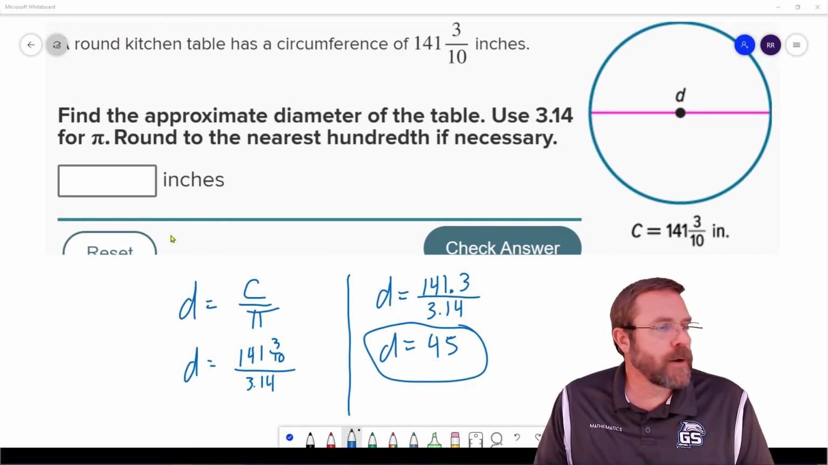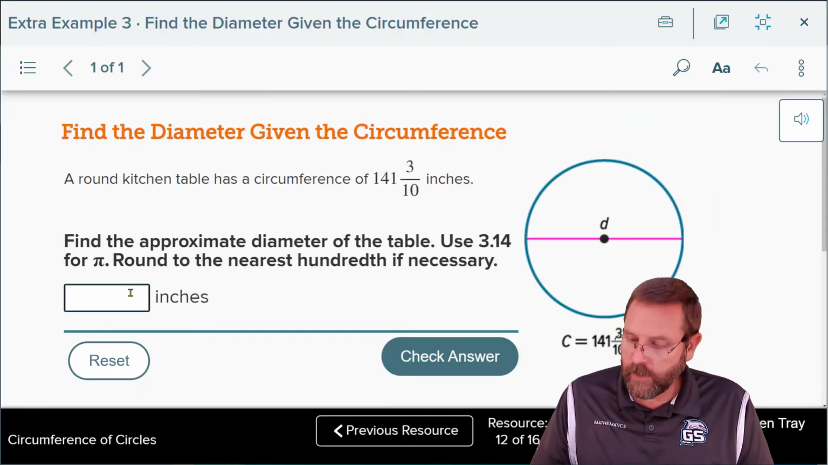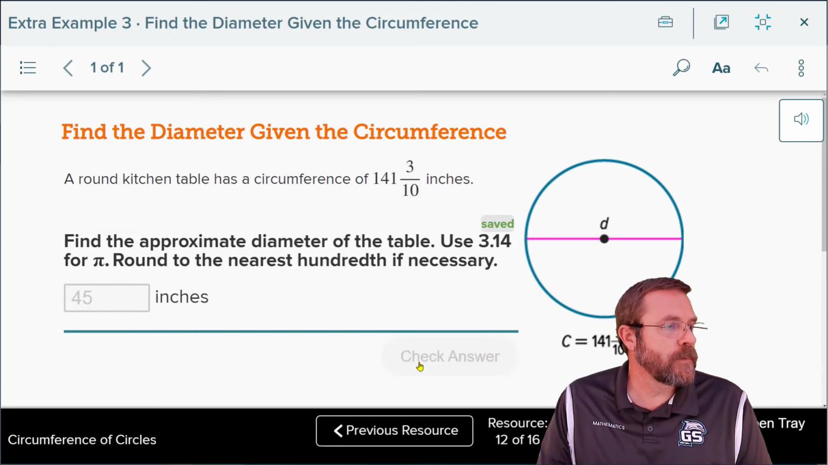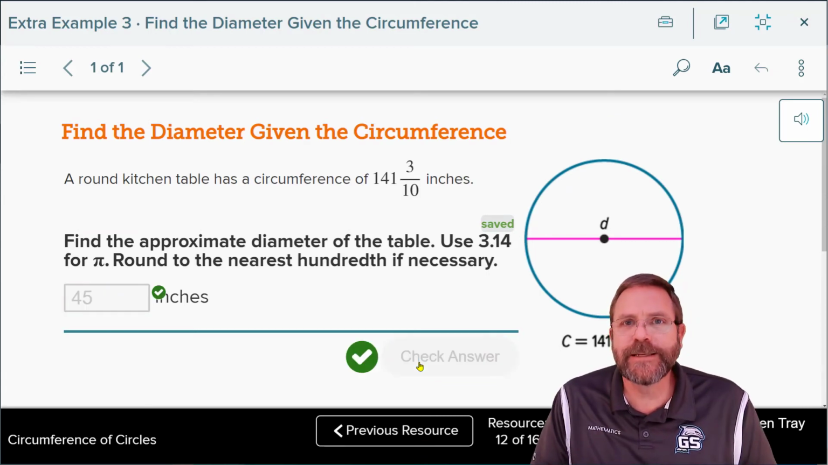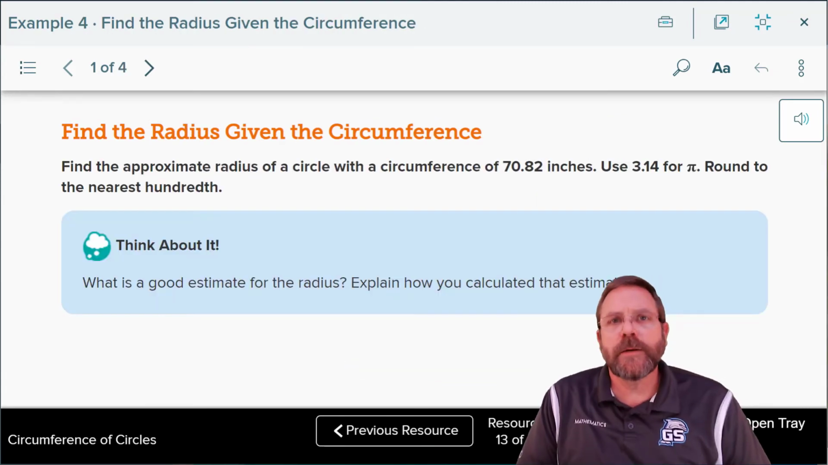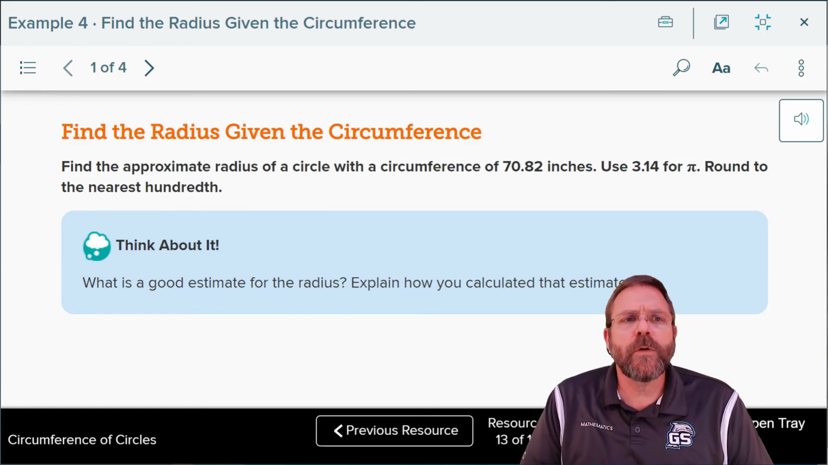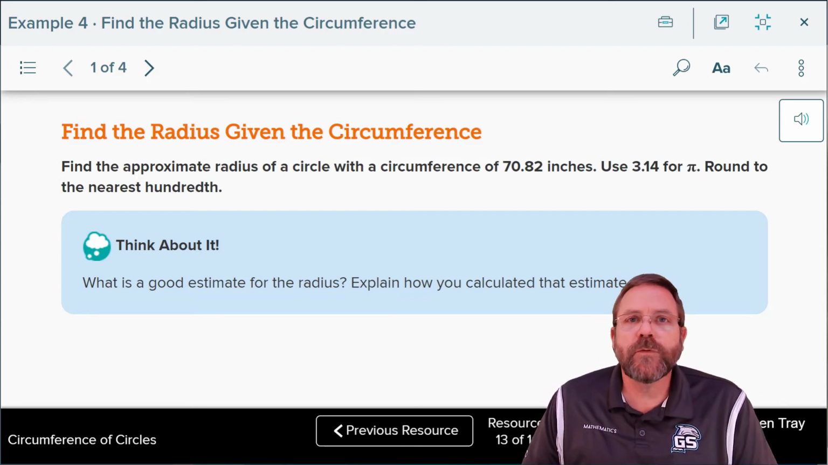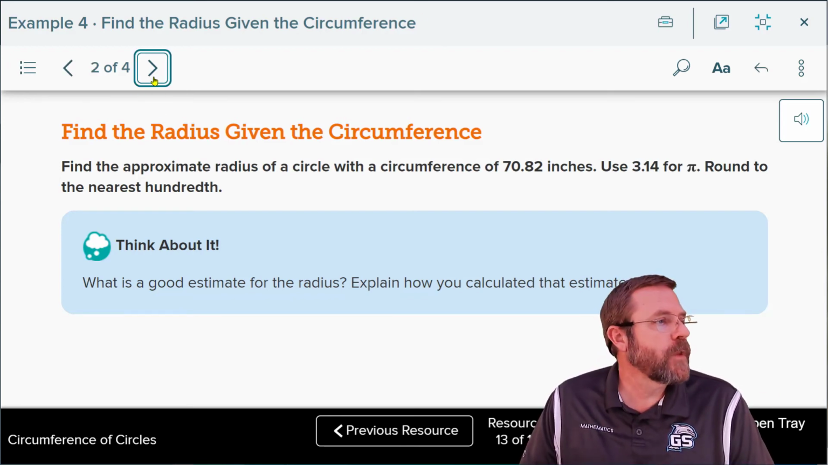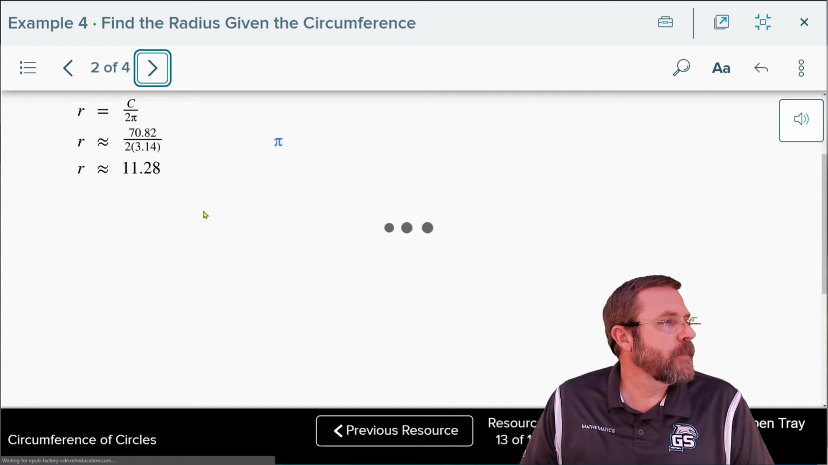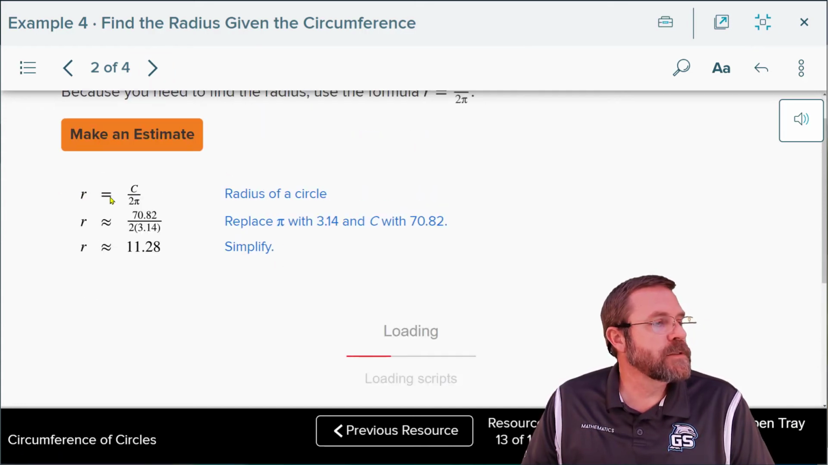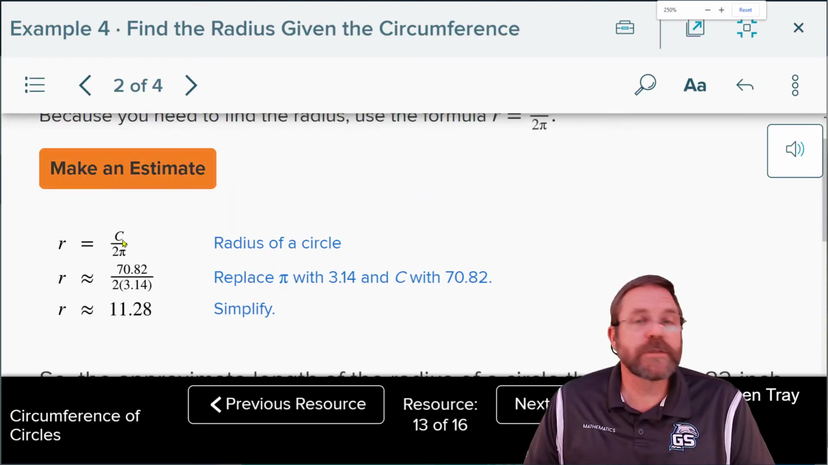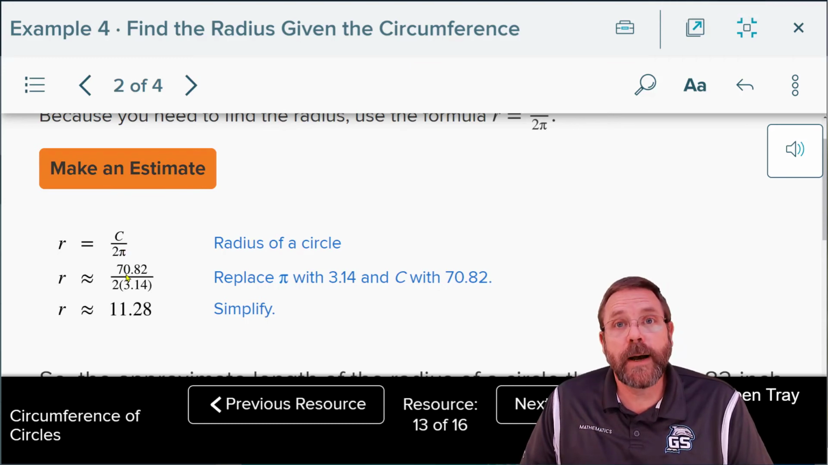I'm going to jump back over here, type in my 45 inches, check it, and it checks. Easy math. Now the next set of problems are going to be very similar, only this time they're giving us the circumference, but they want us to find the radius. That means we have to use that other new formula they gave us, the formula that says radius is equal to the circumference divided by 2 pi.